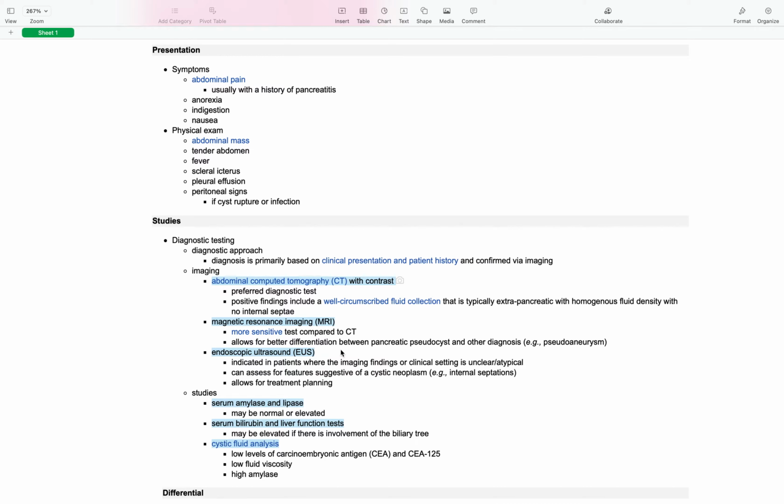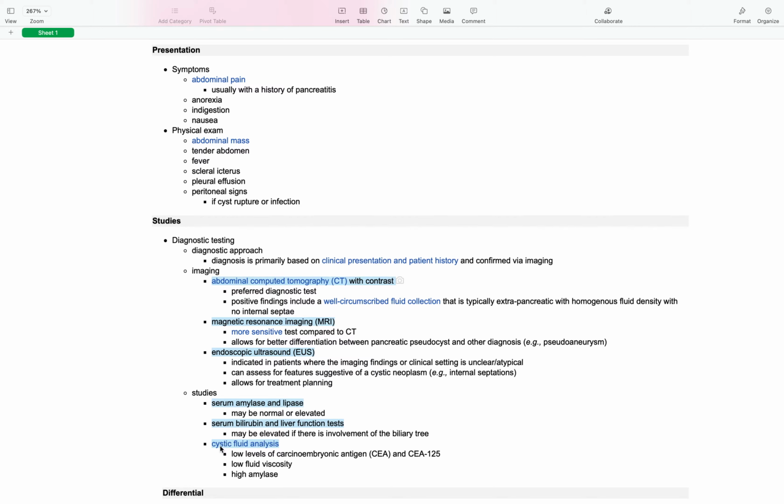So always the initial test would be a CT scan with contrast. However, the most sensitive one is MRI. That is being asked in the question. The most sensitive, you would pick MRI, but the most preferred and the first step would always be a CT scan of the abdomen with contrast. Next would be an endoscopic ultrasound with aspiration.